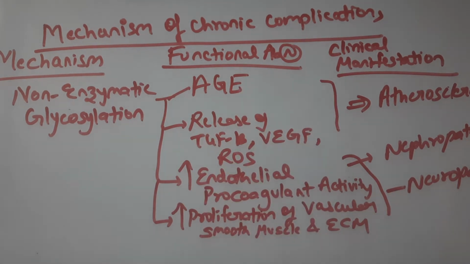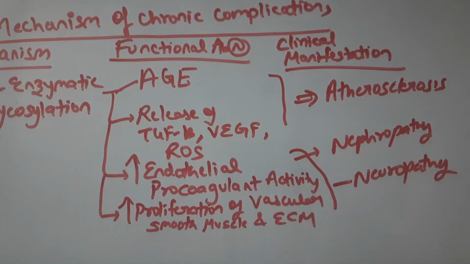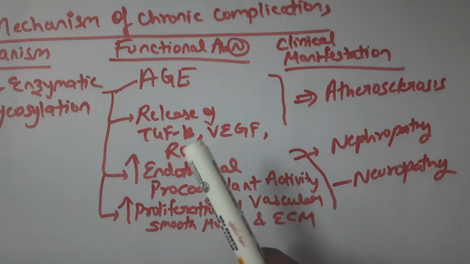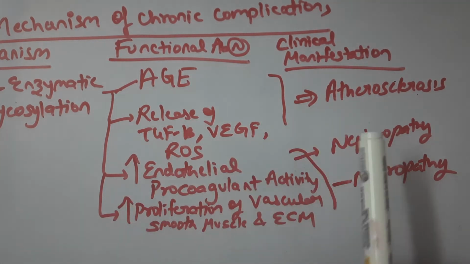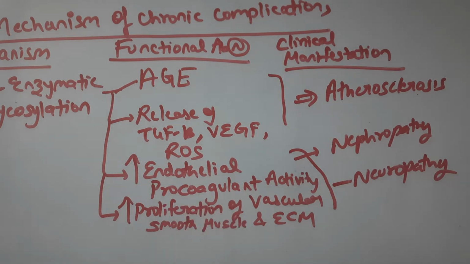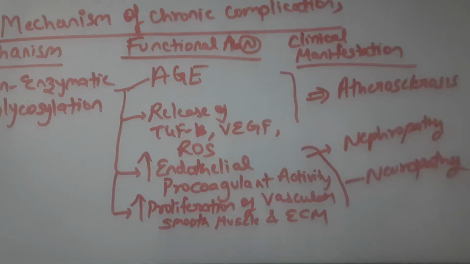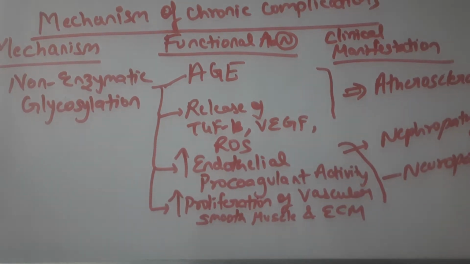Then there could be release of TGF beta, VEGF (vascular endothelial growth factor), and reactive oxygen species. There could be increased endothelial procoagulant activity, and increased proliferation of vascular smooth muscle and extracellular matrix. These could manifest as AGE, advanced glycation end products, and these factors could lead to atherosclerosis. Endothelial procoagulant activity and proliferation of vascular smooth muscle and extracellular matrix could lead to nephropathy or neuropathy. So this is the first mechanism, non-enzymatic glycosylation.